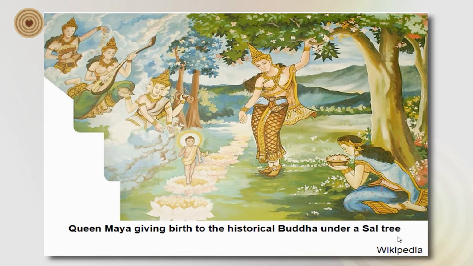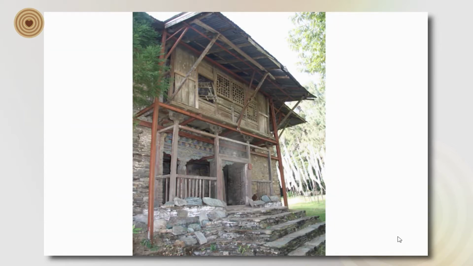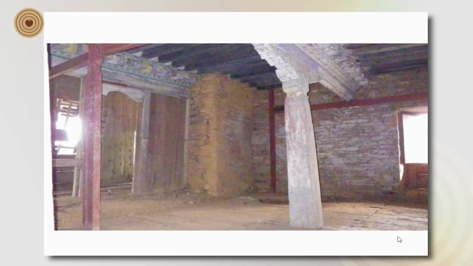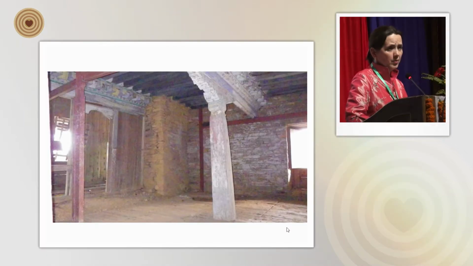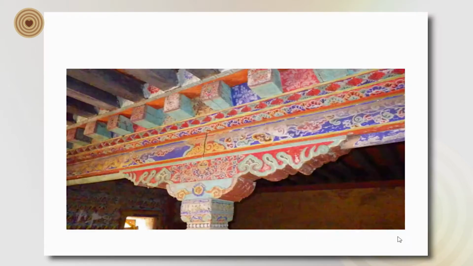The Sal Tree is very interesting, is the tree where the historical Buddha was born. He was born under this tree, and his mother was holding the tree, and it was a Sal Tree. So it's a very important tree in Buddhism. Yeah, and here's some inner view. I hope it will be restored in a not so far future. With a very beautiful bracket.